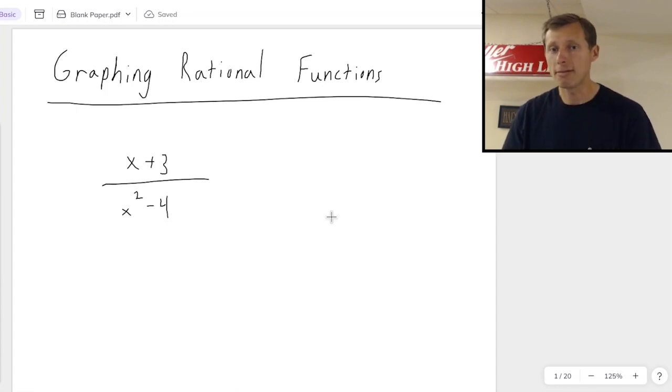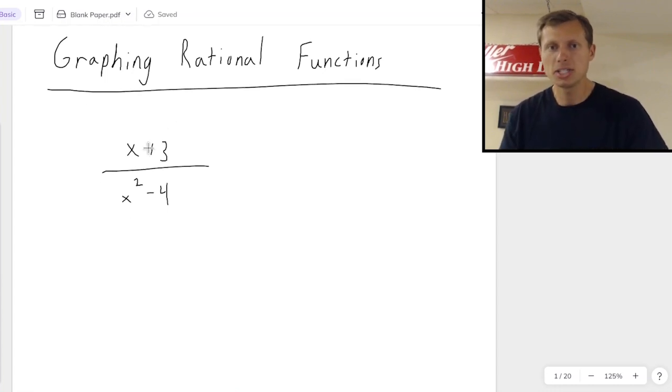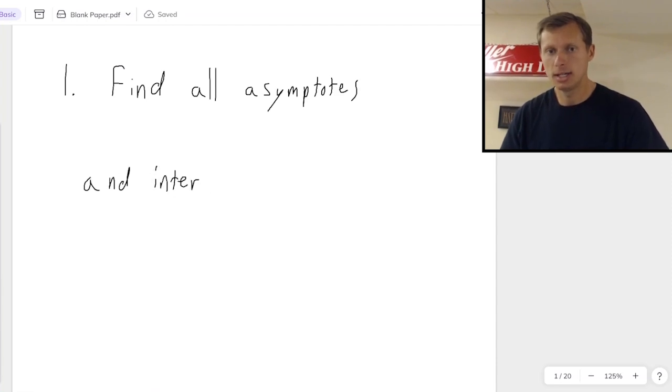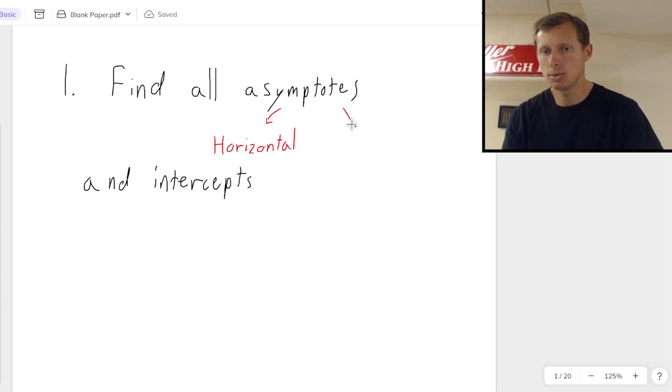And how you graph these rational functions basically involves a two-step process. Step 1, you need to find all asymptotes and intercepts. As a quick reminder, there are two kinds of asymptotes. You have horizontal asymptotes and vertical asymptotes, which if you forget what those are, I have videos explaining them. Just to quickly reiterate them in 10 seconds.